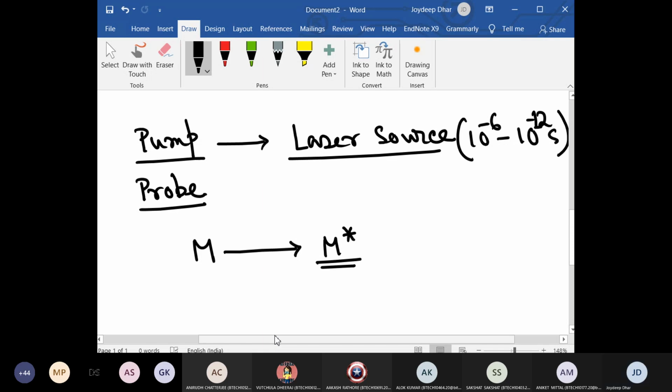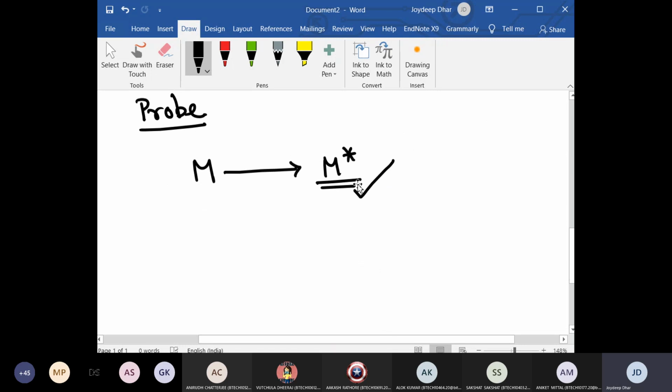Depending on the nature of the intermediate, we will vary the time scale of the probe, according to what type of species are formed. The probe pulse will be varied, and we can study the interaction of the probe pulse with the intermediate species. According to the lifetime of this intermediate species, it will give you the product. That M molecule will go to the excited state, and then it may react with something else, or it may break down to give you the product.